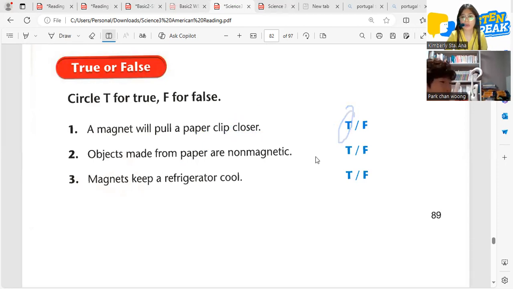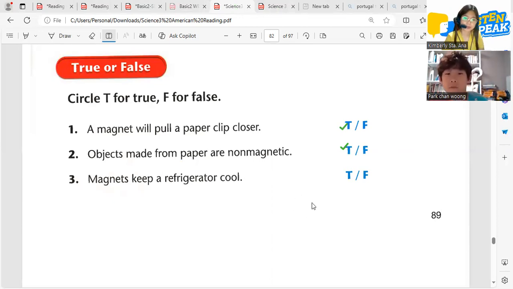How about number two? Objects made from paper are non-magnetic. Is that true or false? Yes, that's true. Correct.